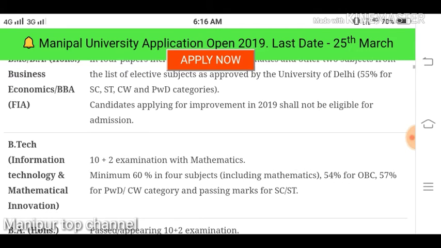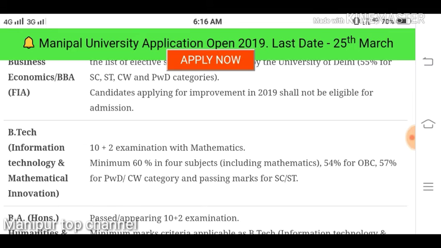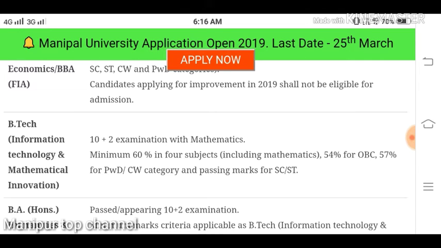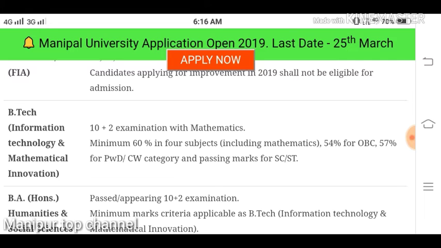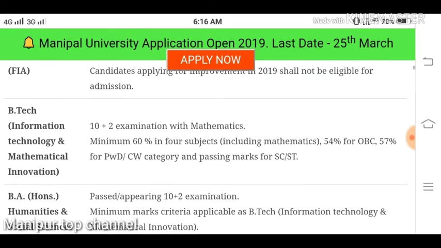All right. And for the BA Tech, information technology and mathematical innovation, 10+2 examination with mathematics and minimum 60% in 4 subjects, including mathematics, and for the OBC 54%, and 57% for the PWD, CW categories, and passing marks for SC and ST.